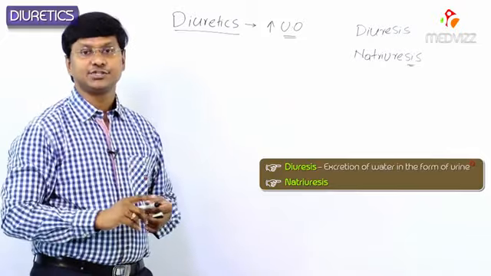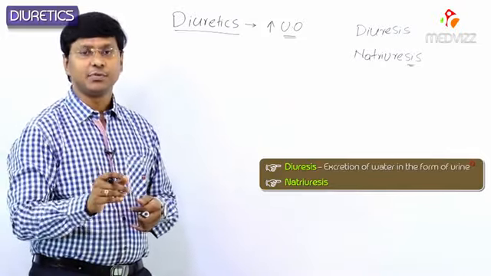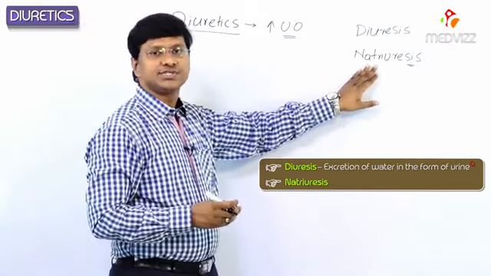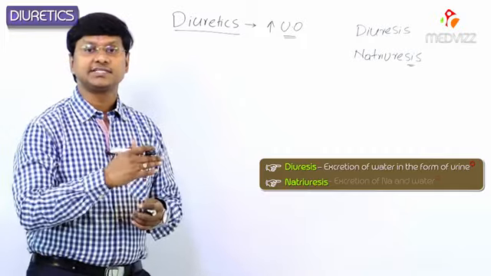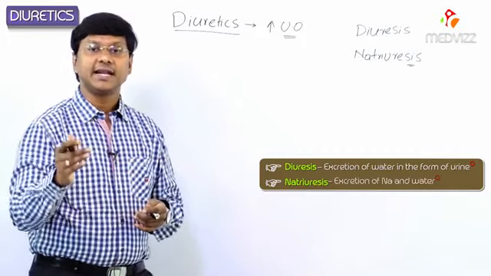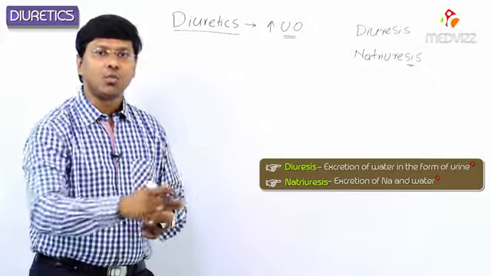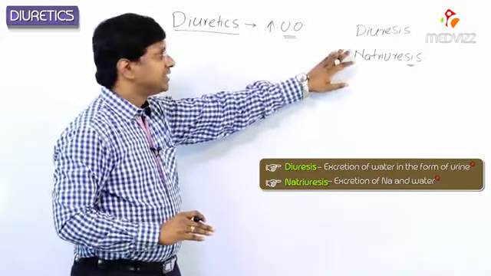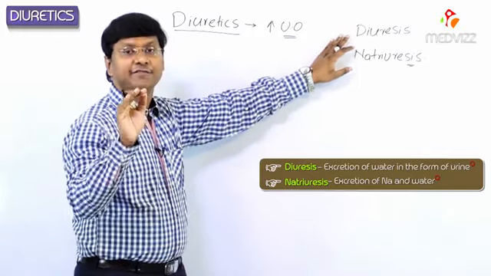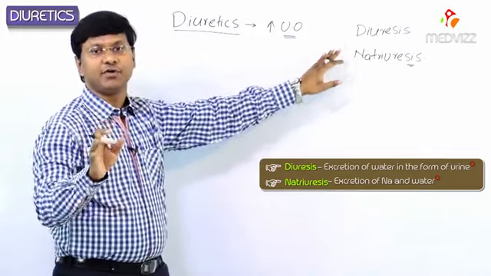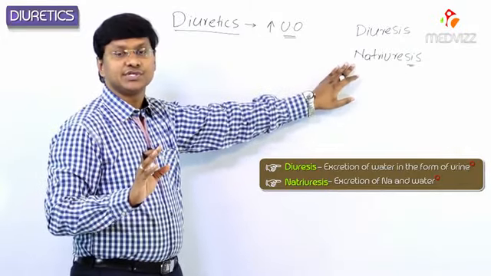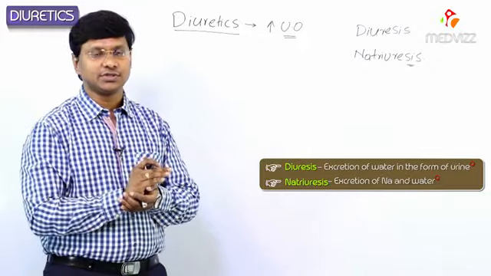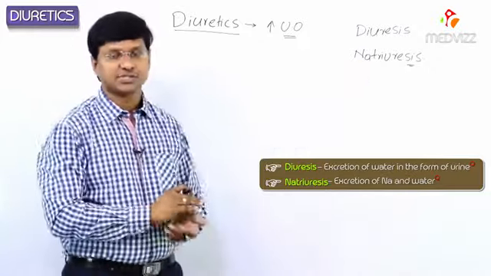Diuresis is the excretion of water in the form of urine, whereas natriuresis stands for the excretion of sodium, and along with the excretion of sodium, water is also taken out. That is called natriuresis. Diuresis is only free water excretion in the form of urine, whereas in natriuresis, along with sodium, the water is also excreted.